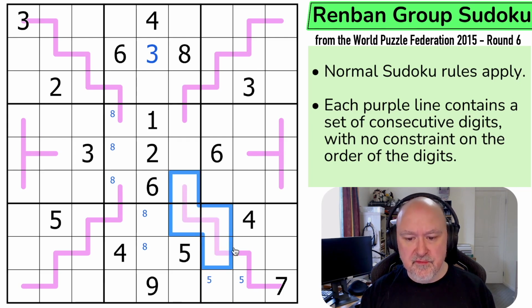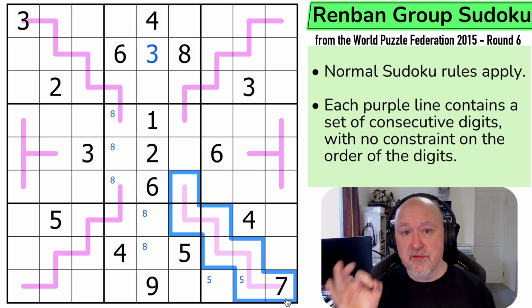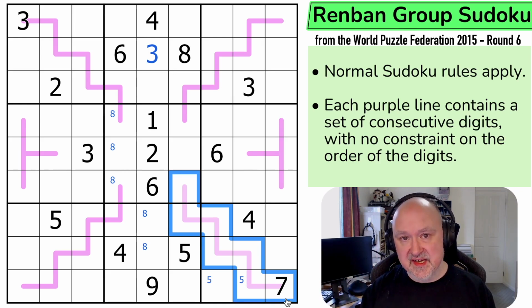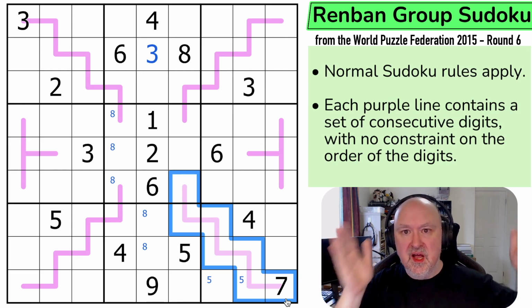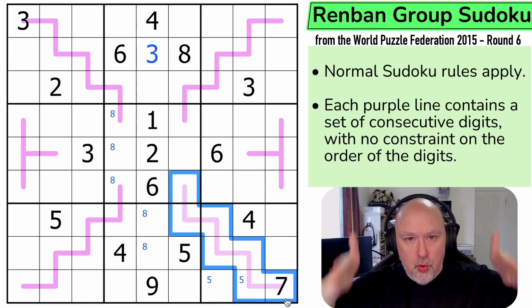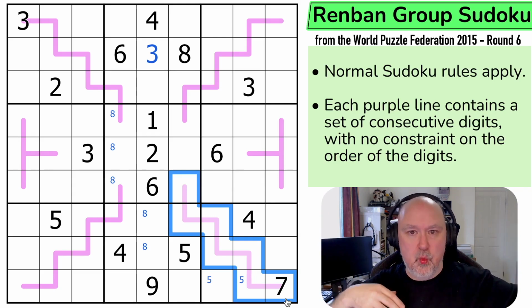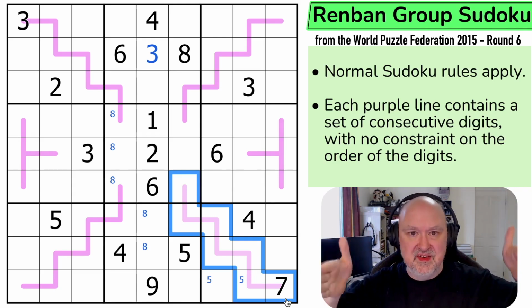Such as this line, which is a 7-cell length line. That means the digits on it are either 1, 2, 3, 4, 5, 6, 7, or 2, 3, 4, 5, 6, 7, 8, or 3, 4, 5, 6, 7, 8, 9. You will notice there are digits that are on all of those. Because it's a 7-cell line, the digits 3 through 7 must always appear on the line. If you grab the digits 1 through 9 and chop out any 7-length section, the digits 3 through 7 will always be in that section. If you start at 9 and go down, it's 3 through 9, and if you start at 1 and go up, it's 1 through 7. So you always have to get 3 through 7.